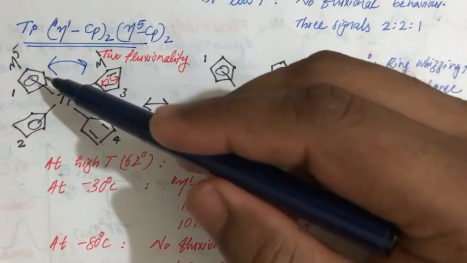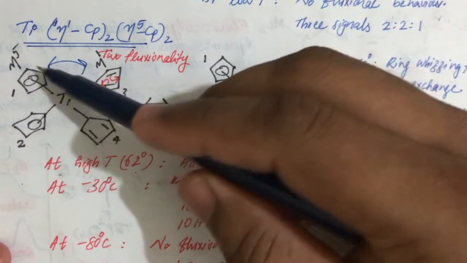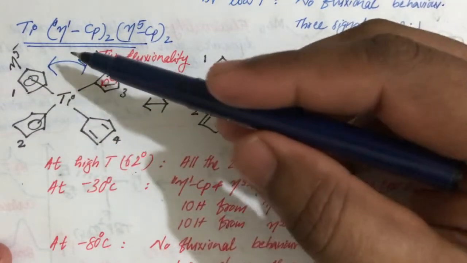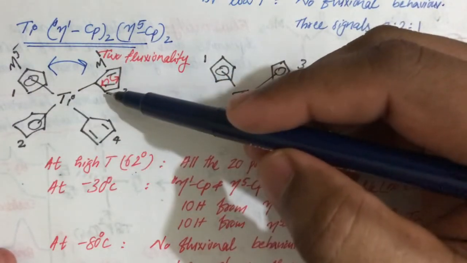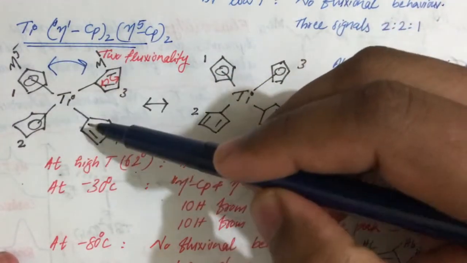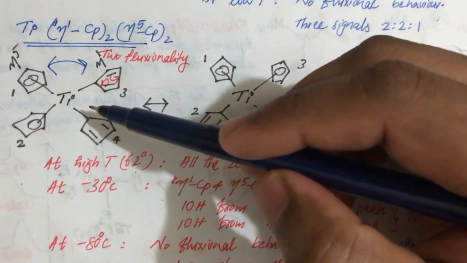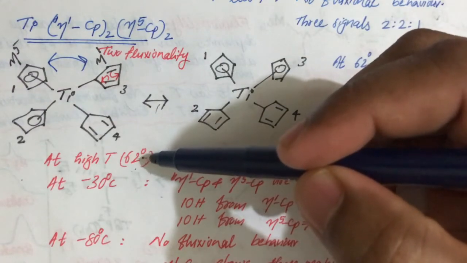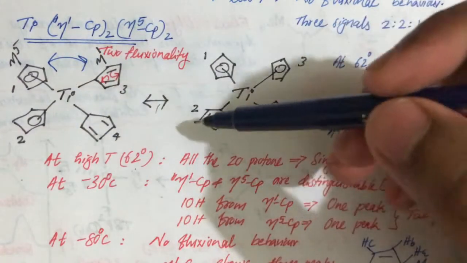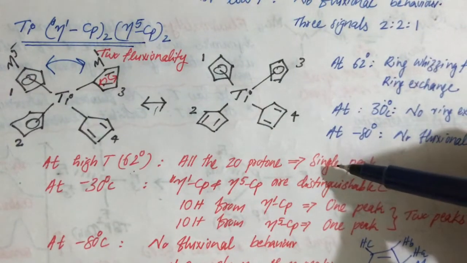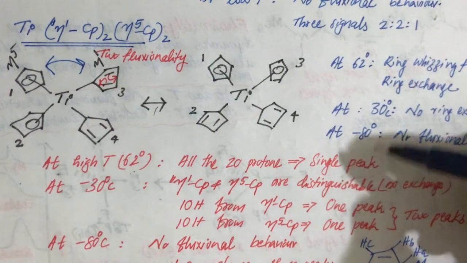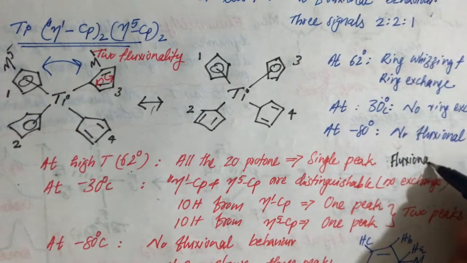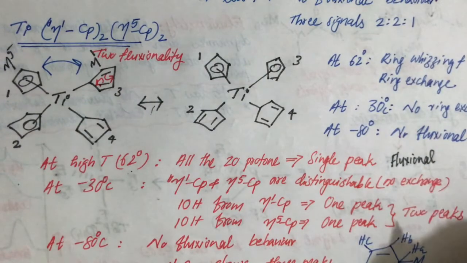So we can have 5 hydrogens in one η5 ligand and 5 in the other η5, that is 10 hydrogens, as well as 10 hydrogens from the other ligands. So in effect all 20 hydrogens are in the same chemical environment at a high temperature, that is 62 degrees Celsius. That is, all the 20 protons give a single peak. That is due only to the fluxional behavior.